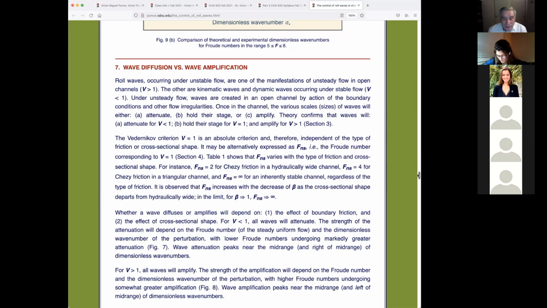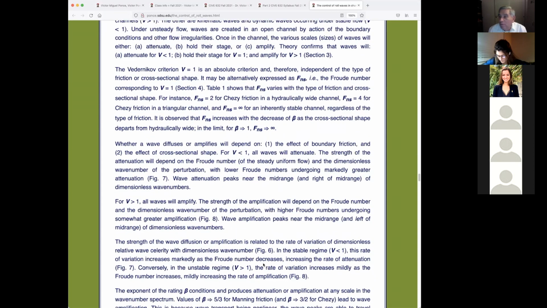Okay. Whether a wave diffuses or amplifies will depend on the effect of boundary friction and the effect of cross-sectional shape. So it is boundary friction and cross-sectional shape together that determine whether the wave will diffuse or amplify. However, both of these physical parameters or conditions are expressed in the celerity of the wave together. So it's better for us to look at the celerity of the wave than independently try, as Bedenikov tried to do, to separate the friction from the cross-section.